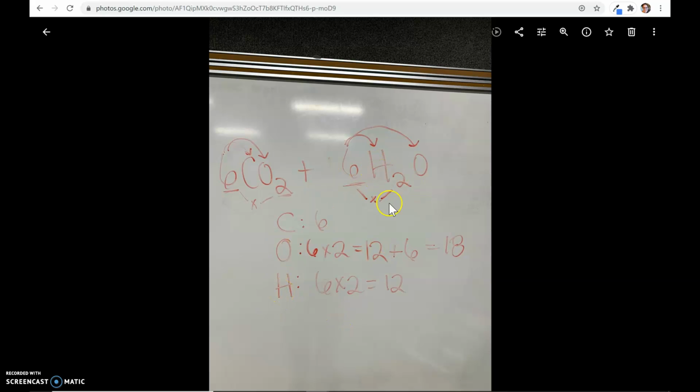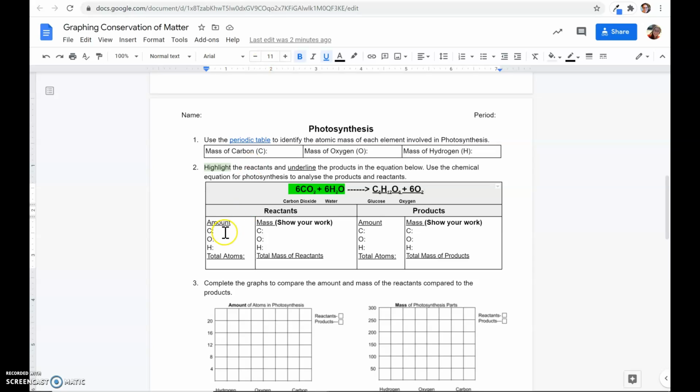Lastly, you have a hydrogen. Okay, a hydrogen's over here. We're going to do the same thing, where we have 2 numbers affecting it. We have this big 6 out front and this little 2 back here. You're going to multiply those together, just like we do with exponents in math, and you get 12 hydrogens. Okay, so write those down on your assignment in this column: 6, 18, 12.